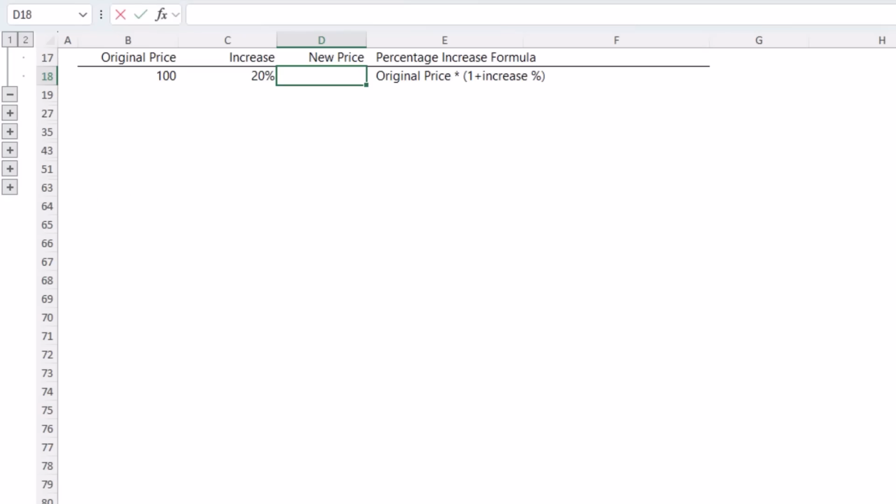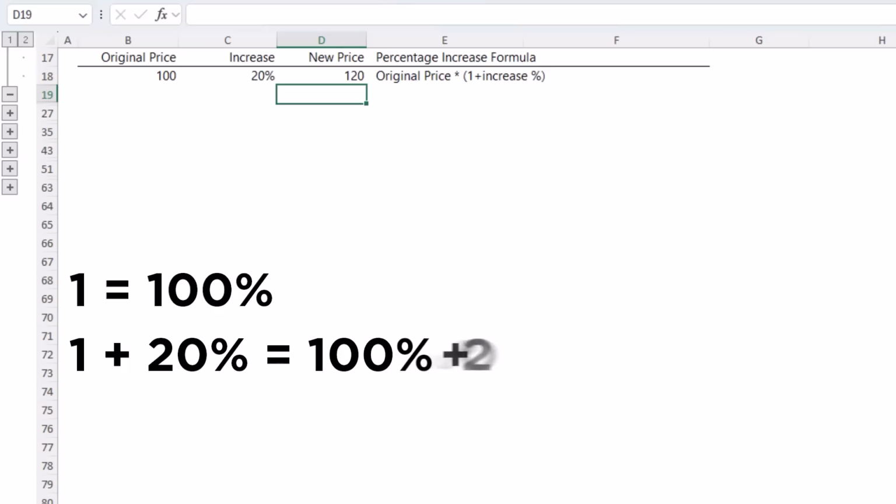Next up, let's tackle another super common scenario, increasing or decreasing prices. This time your manager drops by your desk and says, Trump has just imposed tariffs on our exports. We need to increase all our prices by 20%. Can you quickly update that spreadsheet? The formula is easy. It's the original price times, open parentheses, 1 plus the percentage increase, close parentheses, we get 120. In other words, we're multiplying the original price by 120% because 1 is the same as 100%, so 1 plus the increase of 20% is the same as 100% plus 20%.